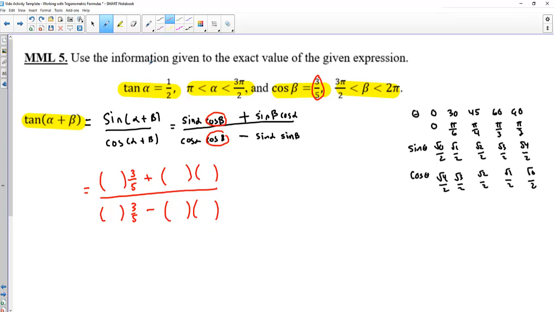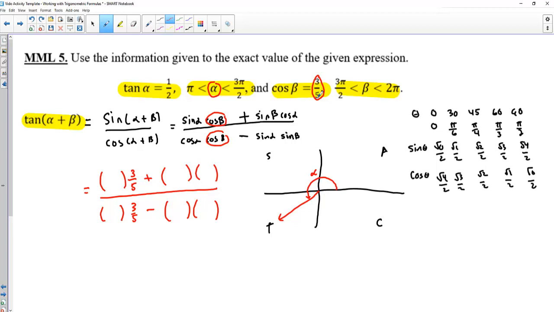And so now how are you going to fill those spaces in? Well, you're going to use this information here, because we're going to figure out where alpha and beta live. So basically, remember we have this: all students take calculus. And I know the quadrants that alpha and beta live in. So let's do alpha in red. Alpha is between pi and 3 pi over 2. So here's pi, and down here's 3 pi over 2. So here's where alpha lives, right here in the third quadrant.